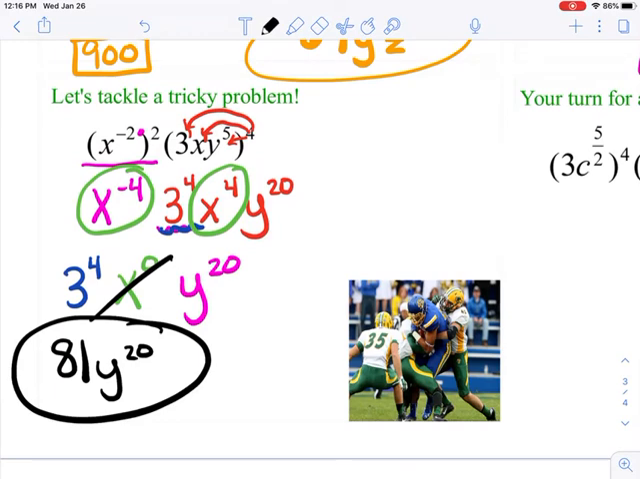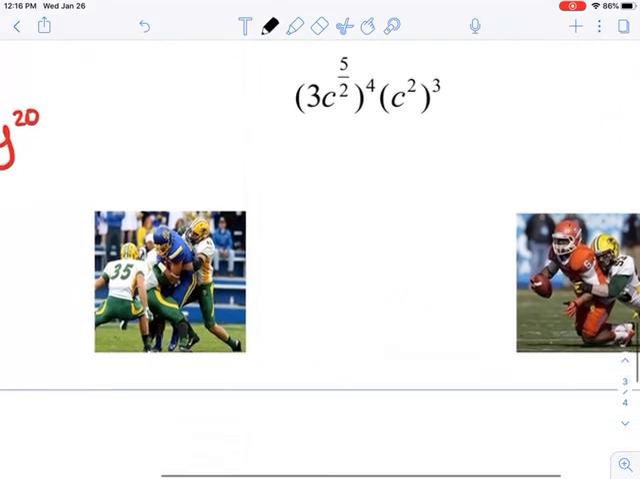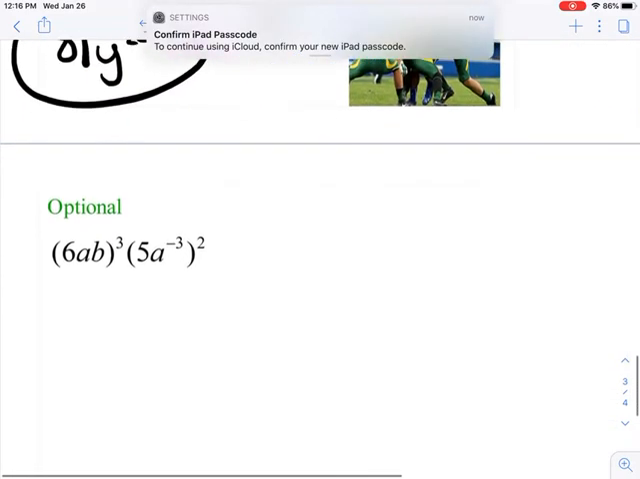All right, I want you to go ahead and try a problem. And I know we have 2 left. I want you actually to do this one. Try the one that says optional.